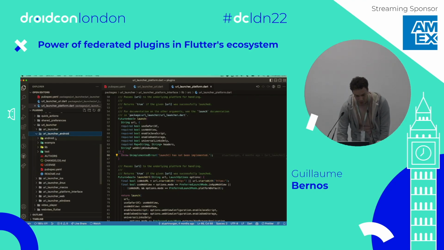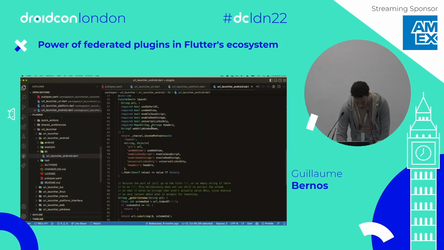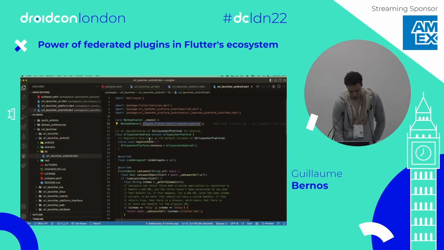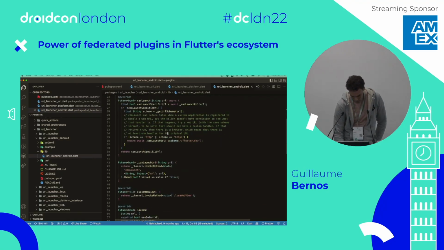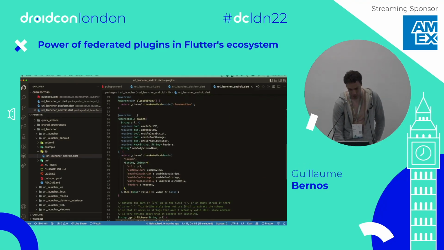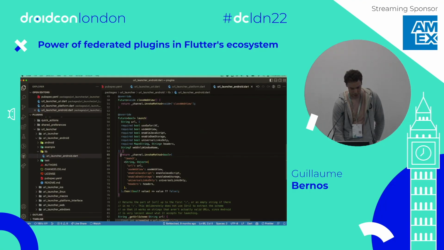But now, if we go to the Android part, we can see that in URL launcher Android, we have something that extends the platform interface that we have just defined. And here we override, and we can see that we are sending a message through a channel. So here, we're finally communicating with the native part. So we are three packages deep. We went through URL launcher, the platform interface, and then URL launcher Android. That's why it can be confusing at first, but once you have everything set up, it's quite easy.